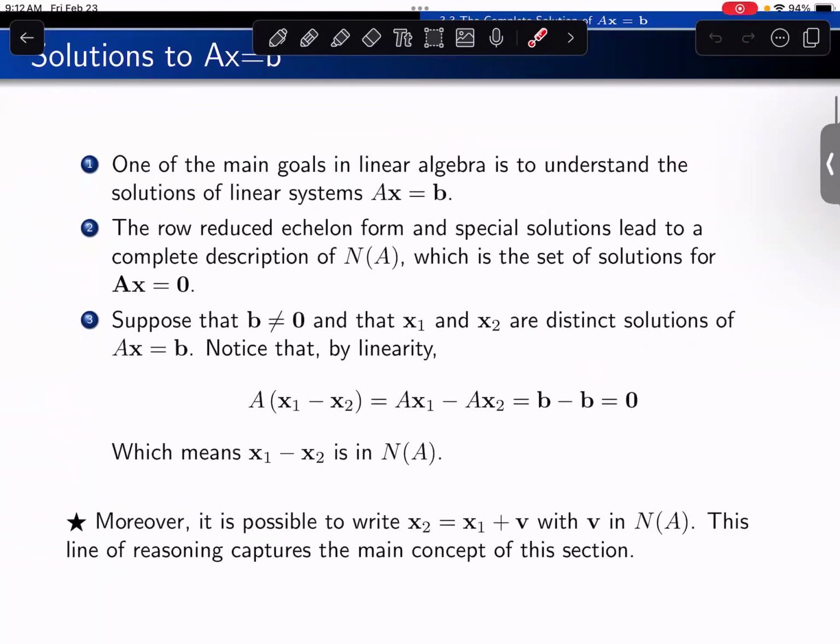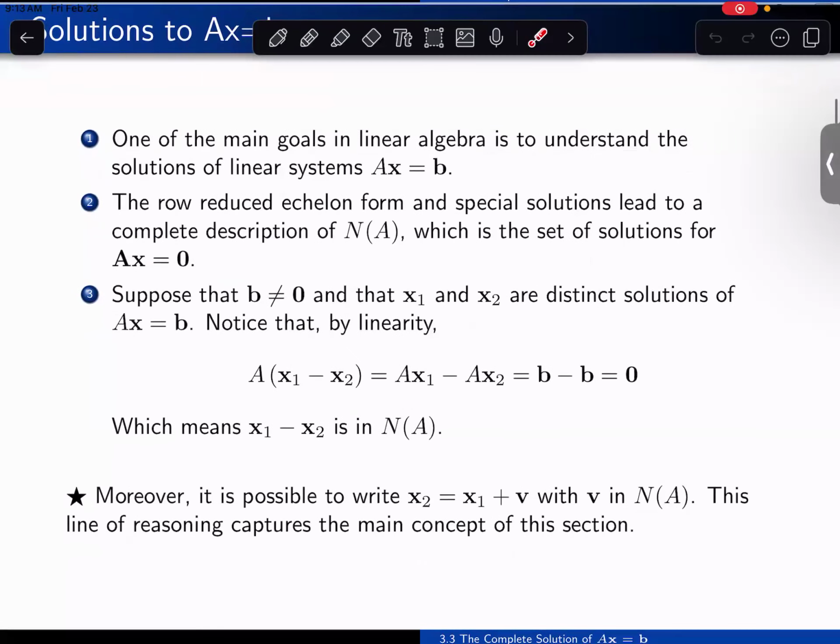As I've stated a number of times in this class, one of the main goals in linear algebra is to understand the solutions of linear systems. Given a system of linear equations, we want to solve AX is equal to B. We saw on Wednesday that the row reduced echelon form and special solutions lead to a complete description of the null space of A, the set of solutions of AX is equal to 0. Now we want to think about what happens if we have a system AX is equal to B, where B is not equal to the 0 vector.